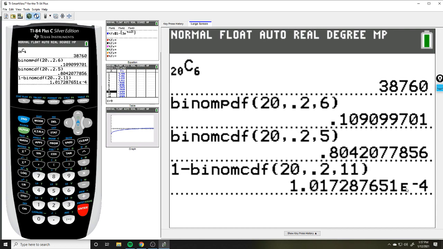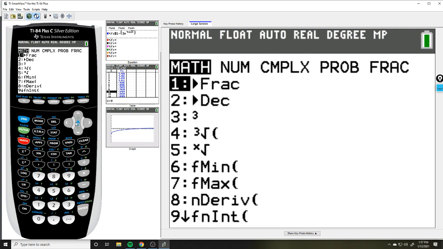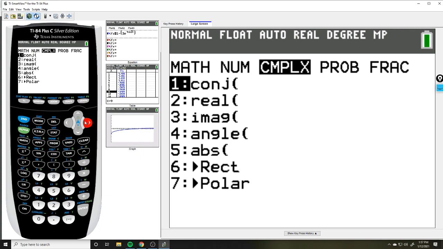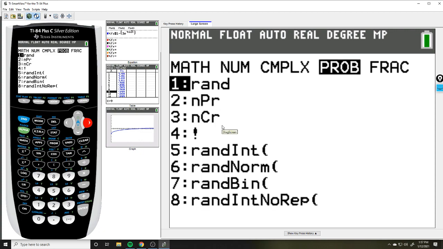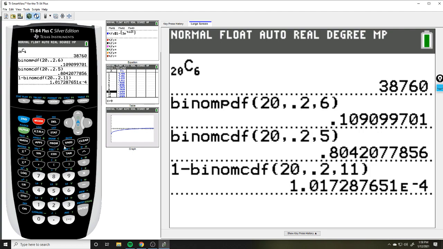So that's how we do our binomial distributions in the calculator. To recap, the math menu and over to probability will give you the tools you need if you just want the combinations. The n choose k, the 20 choose 6. If you actually wanted to calculate out the whole binomial, that's in the second vars menu. PDF gives you a specific value. CDF gives you everything less than or equal to that value. So that's everything to do with the calculator.